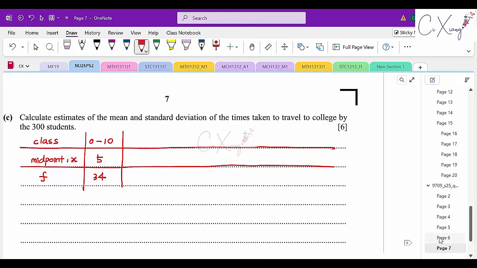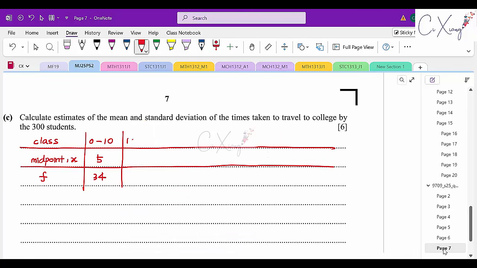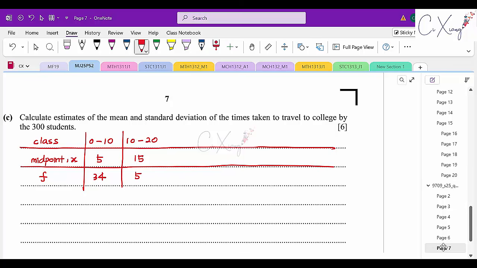Okay, then how about the second class? For the second class, you take the previous upper class boundary, which is 10, until this class, which is 20. So it is from 10 to 20. How to get the midpoint? You take 10 plus 20 divided by 2, and you get 15. How to get the frequency? You take the second class cumulative frequency minus the first one. So 86 minus 34. By right, you should be having 52. So you write a 52 here. Is it clear?